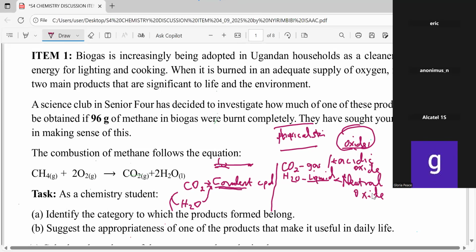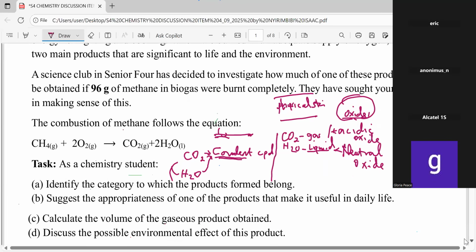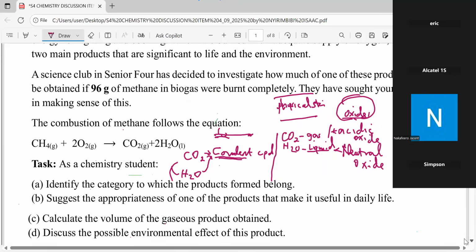At least I believe by now we can categorize. For categorizing, it is okay. Now we are going to look at reasons, but in a few minutes we shall be looking at that. Before we go to the reasons, can we first discuss part B? Part B: Suggest the appropriateness of one of the products that make it useful in daily life.